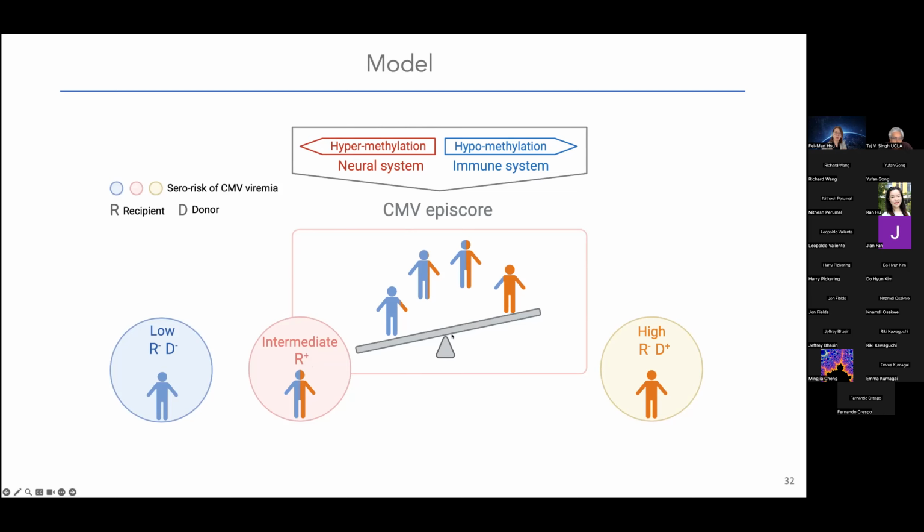So you can see the epi score serves like a balance here for those inside this intermediate group. Those subjects with lower CMV epi scores have a higher risk of getting CMV viremia. For those with higher CMV scores, the risk will be lower in this group of patients. Okay. So this will be our final model to study methylation and CMV pathogenesis.